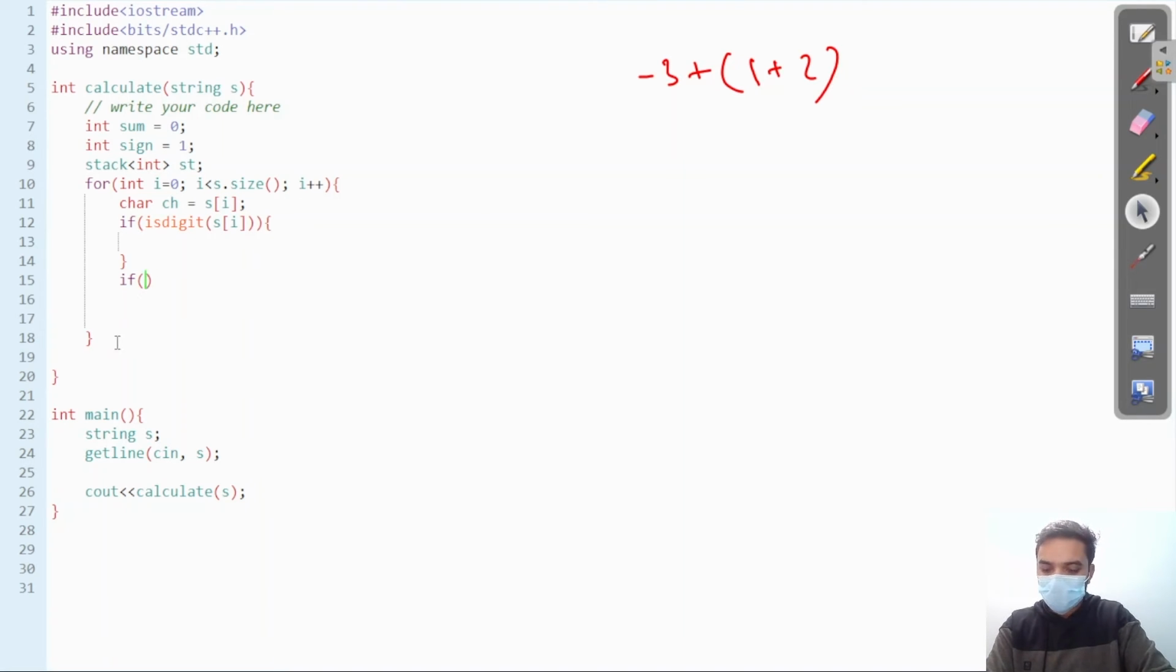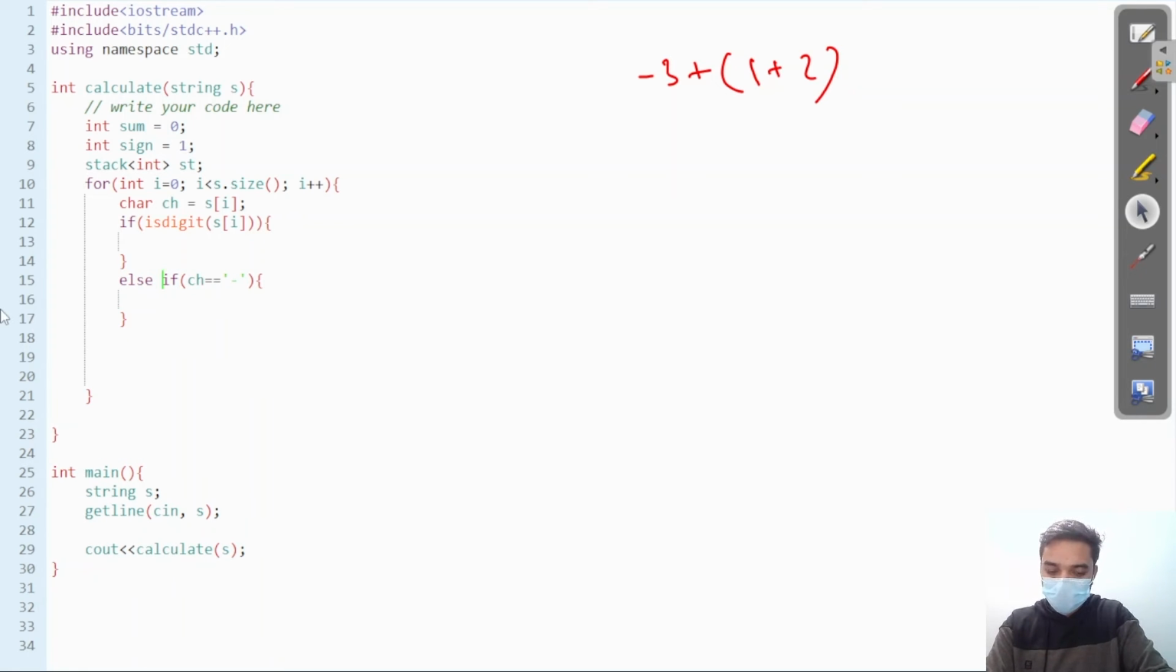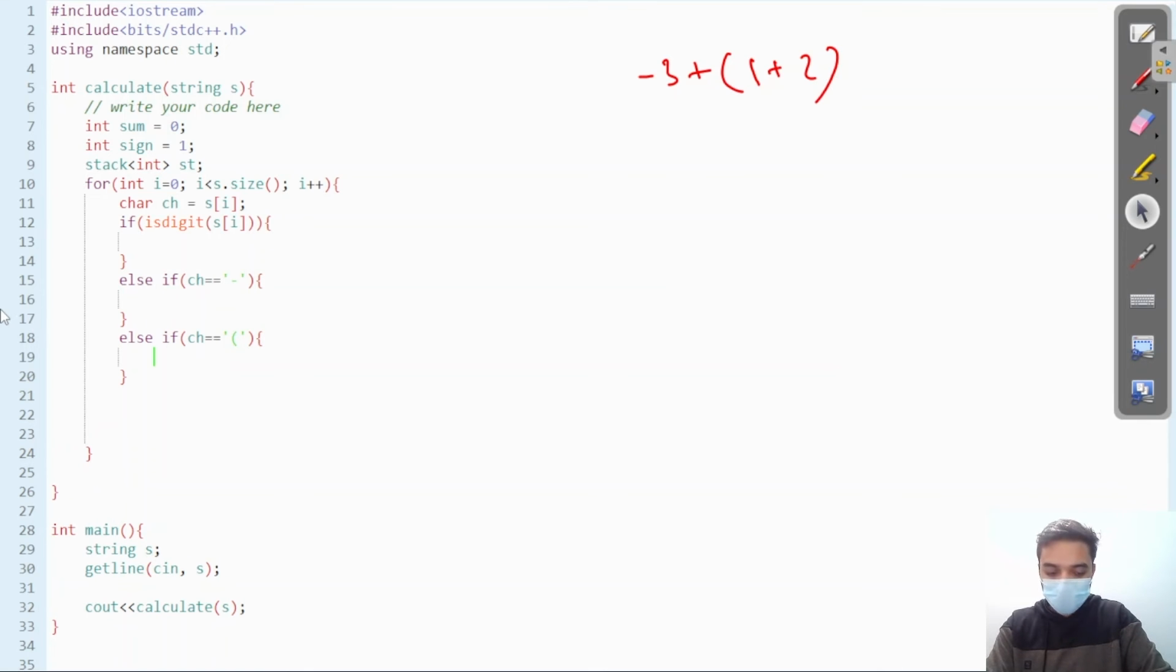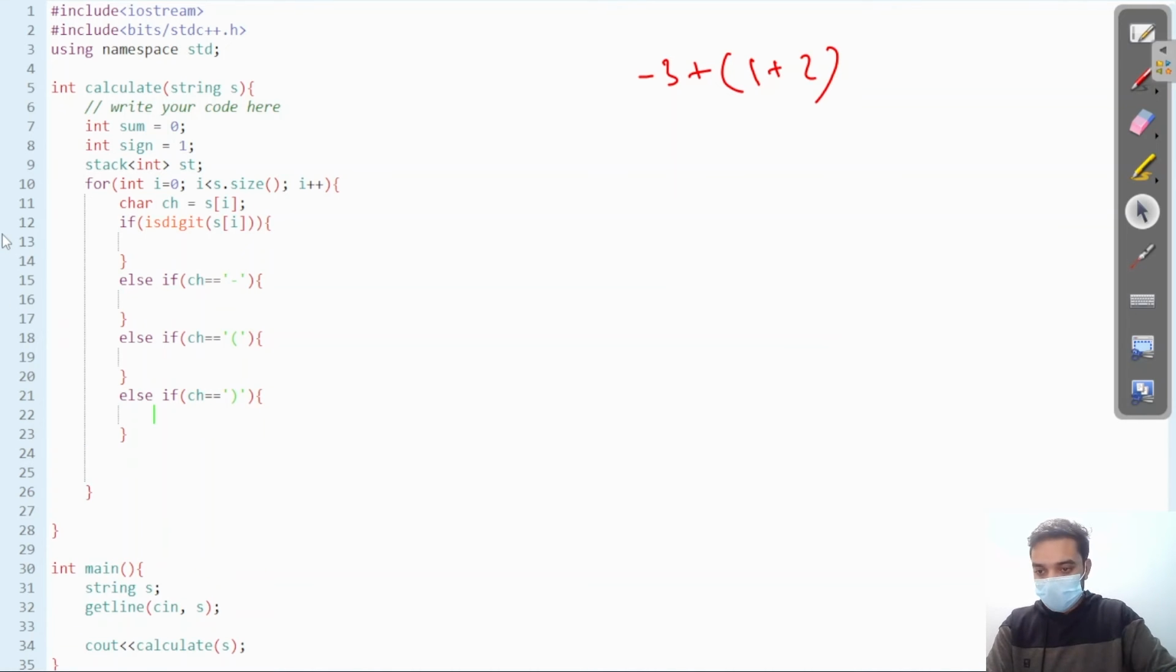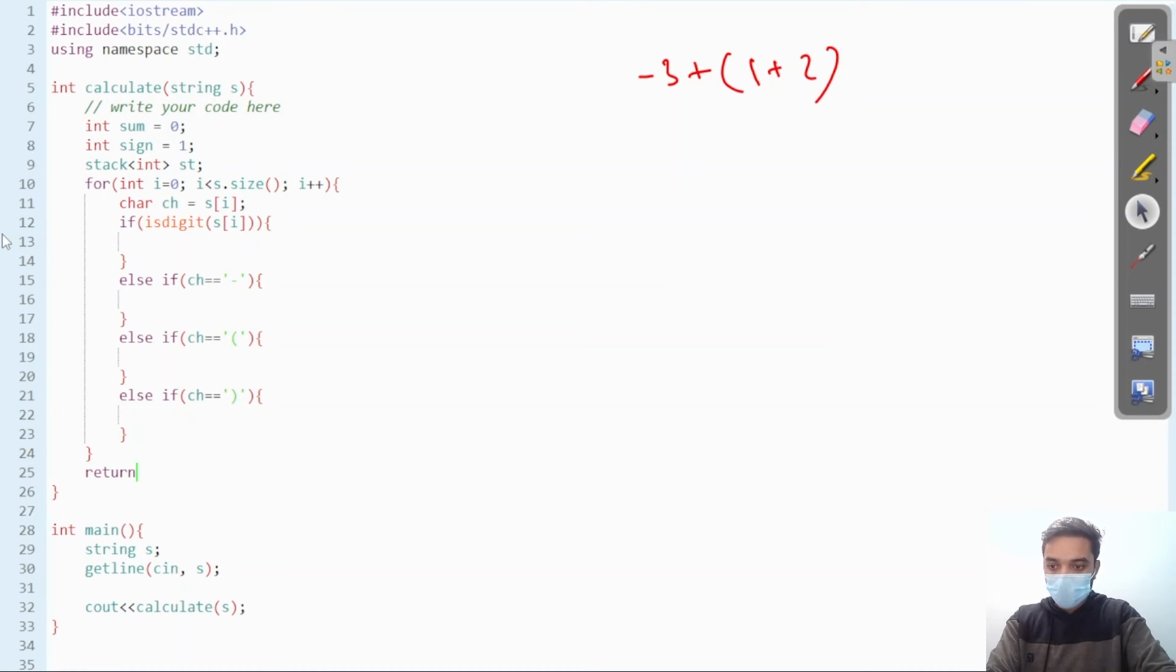Yeah, if my character is equal to the minus sign, then I have to do something. Okay, if not, it's else if. And else if my character is an opening bracket, then I have to do something. Fine. Else if, one more thing is left, if my character is equal to the closing bracket, then I have to do something. Fine. And after this for loop, at last I have to return the sum.